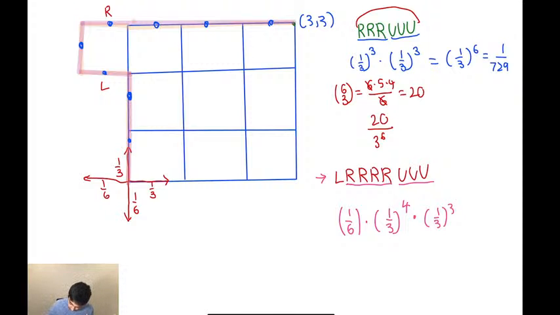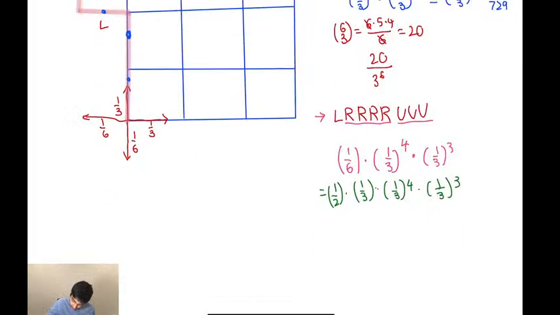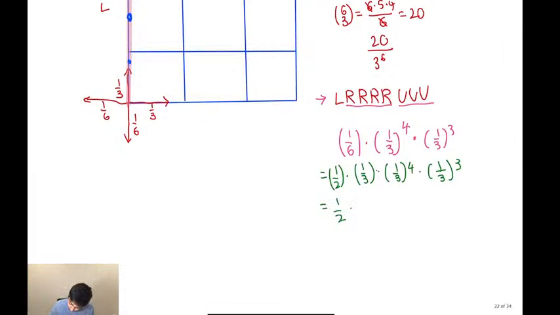Right? And this is equal to 1/2 times 1/3 times 1/3 to the 4th times 1/3 to the 3rd. This is equal to 1/3 to the 1 plus 1 plus 4 plus 3, equal to 1/3 to the 8. Okay, so now this is the total probability of this exact sequence happening.